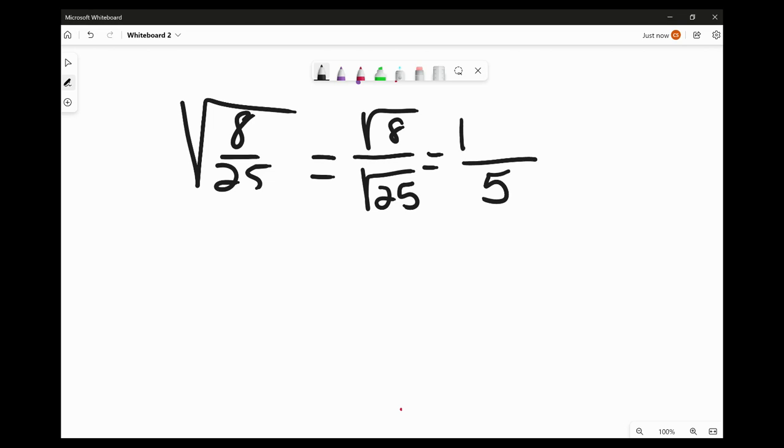The square root of 8, I'm going to break it down. You can break it down into 4 times 2. And then you can break the 4 into 2 times 2, and then bring that other 2 down. So I have 3 2's on top.